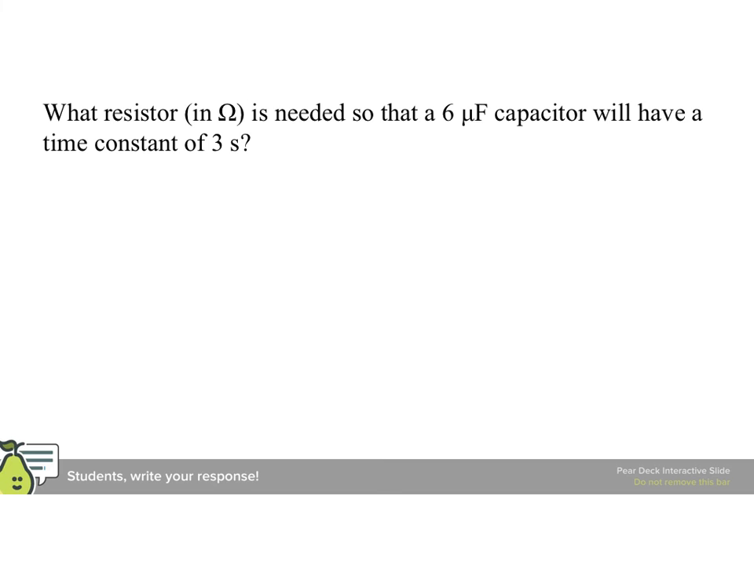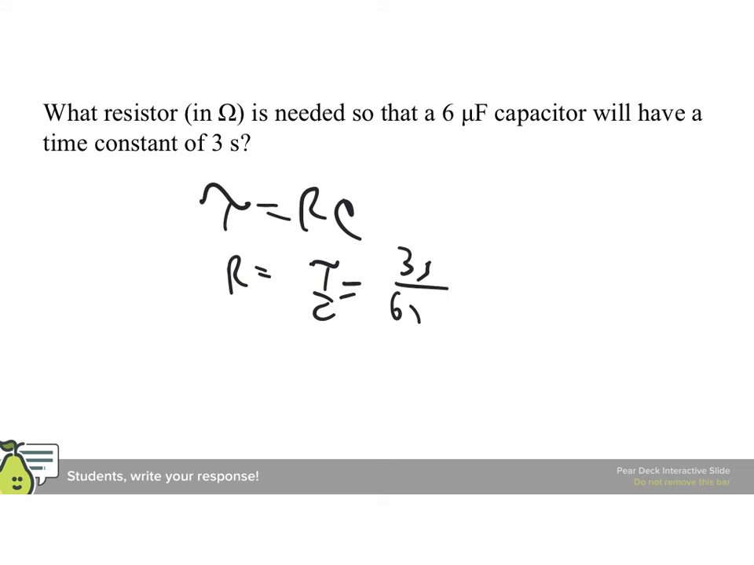All right, what resistor in ohms would be needed so the 6 microfarad capacitor would have a time constant of 3 seconds? Tau is RC, so R is tau over C. So we have 3 seconds over 6 times 10 to the minus 6 farads, which is 1/2 times 10 to the plus 6 ohms, which should be 500 kilo ohms. Oops, that's terrible.